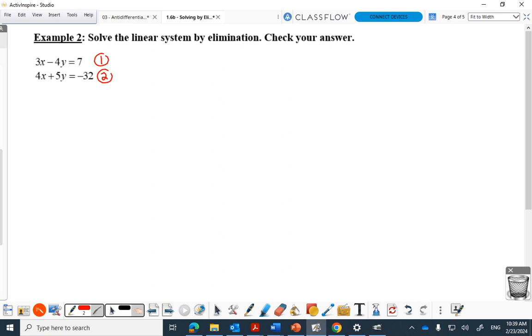So he says take equation 1, and I like doing it beside. You can do it underneath. Take equation 1, and he's going to multiply it by 4. And equation 2, though, he's going to multiply that by negative 3.